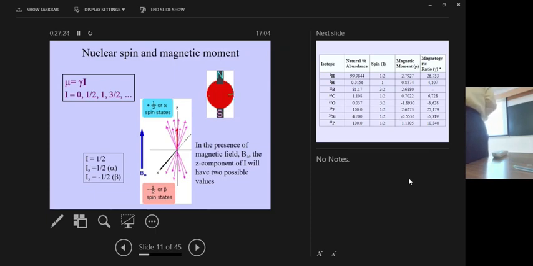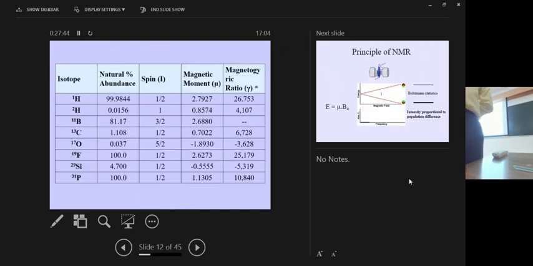So in the presence of the magnetic field, the Z component of I will have two possible values, as I said here, half H cross or minus half H cross. That is this orientation. These are called the alpha and the beta states. Which orientation is called the alpha state? This is called the beta state.